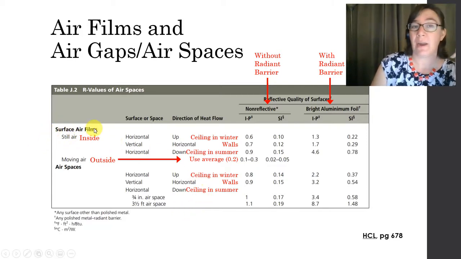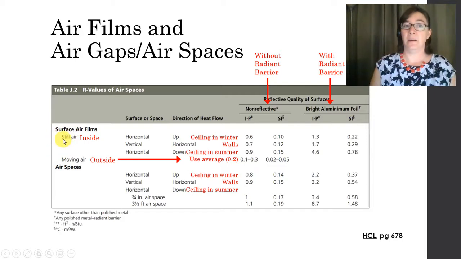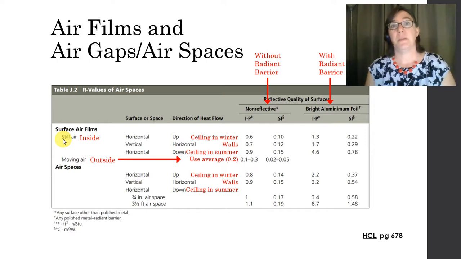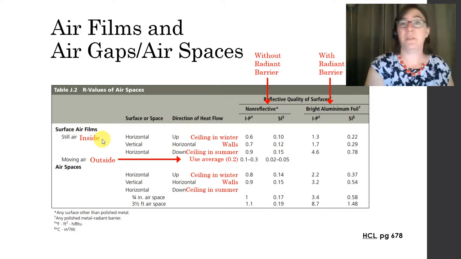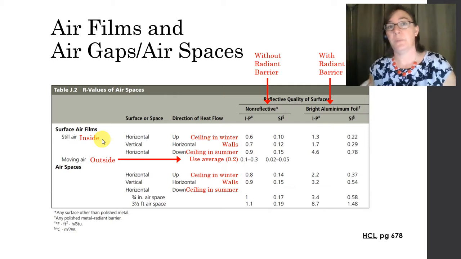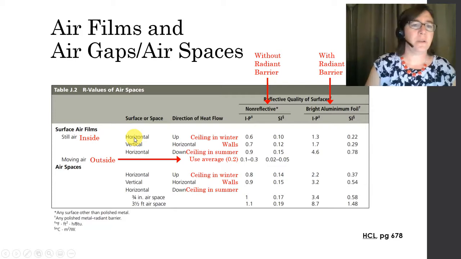First of all, let's talk about air films. Air films are everything in the top half of the table here. Everything from here and below is all about air spaces. There are two types of air films, still air or moving air. Typically, we count everything that's inside, so the inside surface of your wall would be still air, and the outside surface would be moving air. That's pretty simple. And then they've got this horizontal up, vertical, horizontal down.